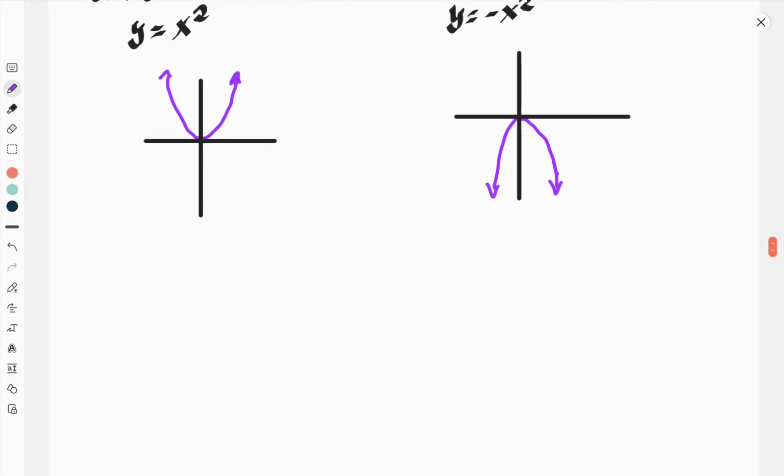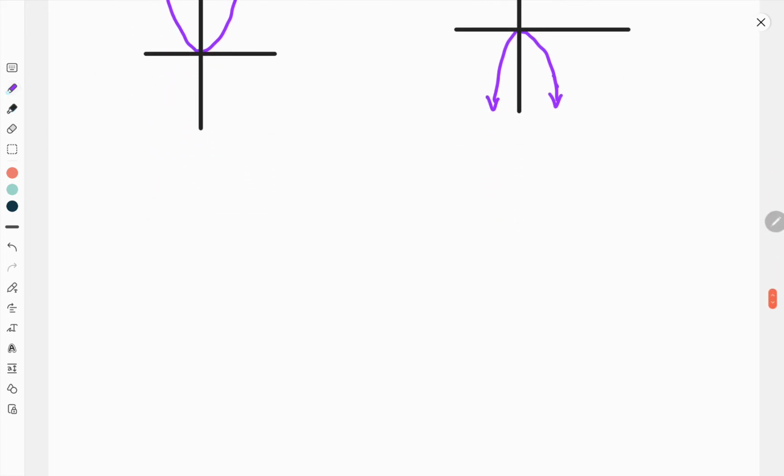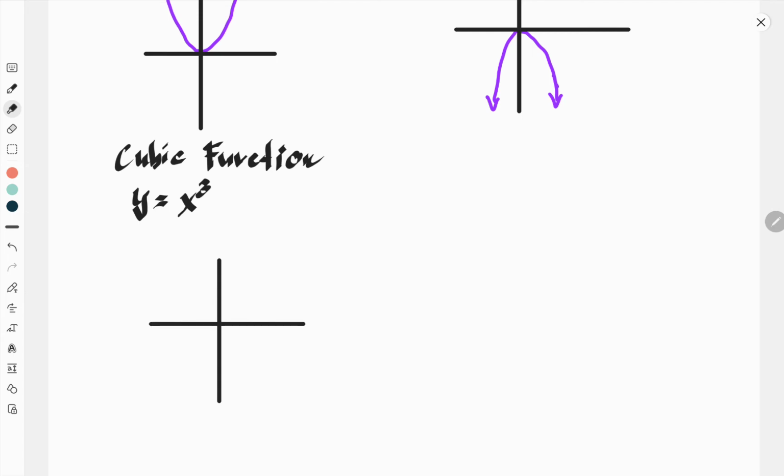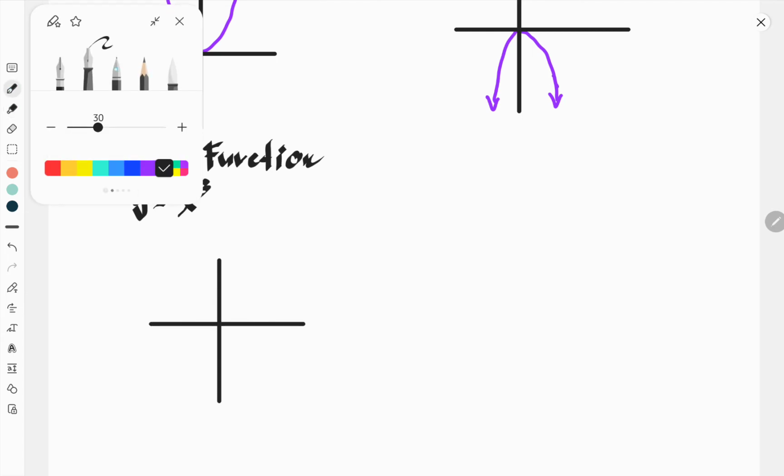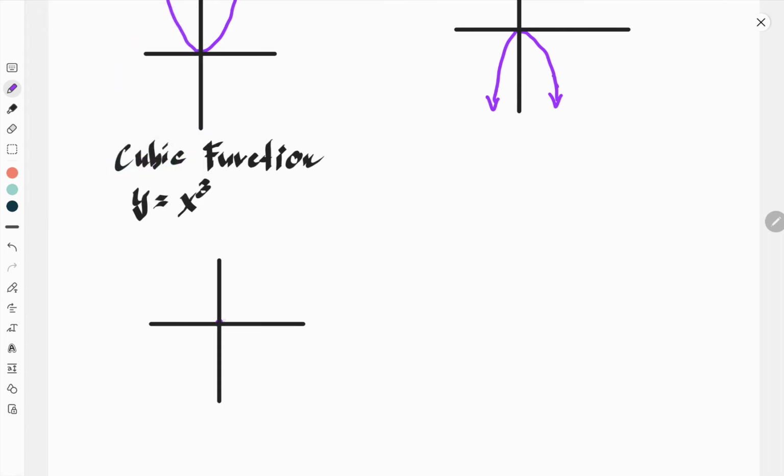Now let's have the last one for this video, which is a cubic function. For example, I have y = x cubed. Looking at a Cartesian plane once again, it also goes through the origin. It would go here, then go up, and then go down. That's how the behavior would go.